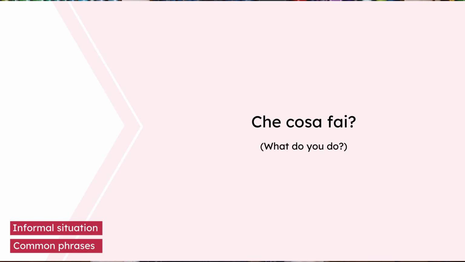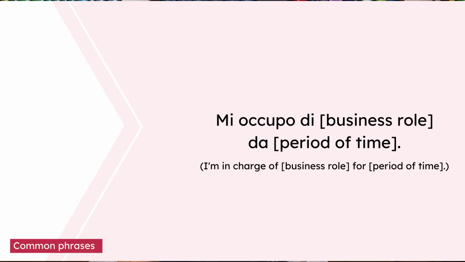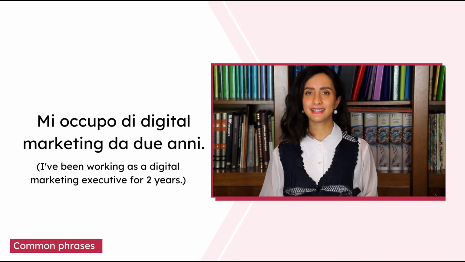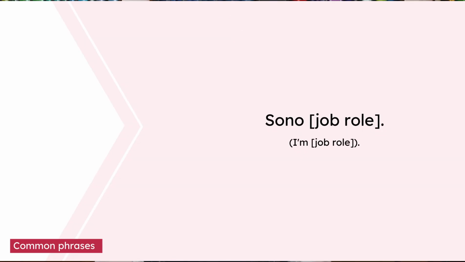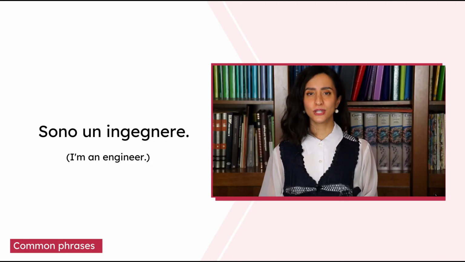What do you do? And the answers to these questions could be: mi occupo di business role da period of time. I'm in charge of business role for period of time. An example, mi occupo di digital marketing da 2 anni. Or sono job role. I'm job role. An example, sono un ingegnere.